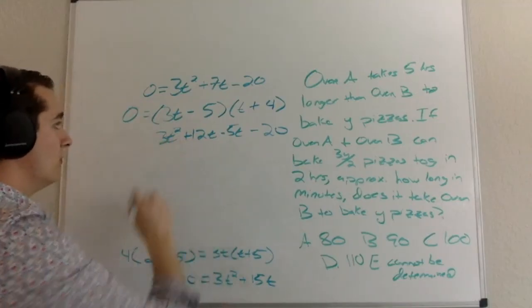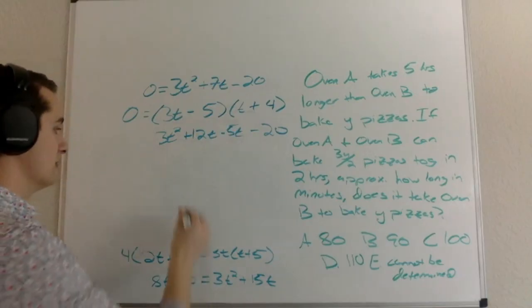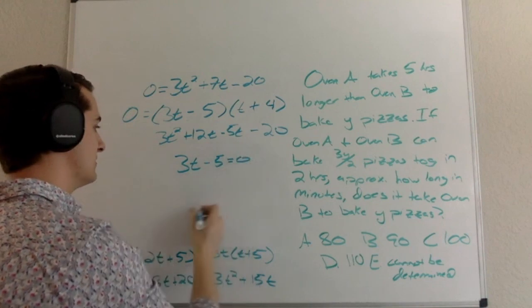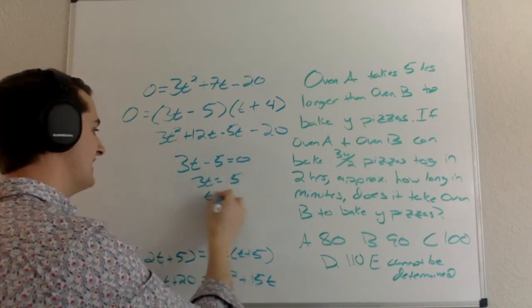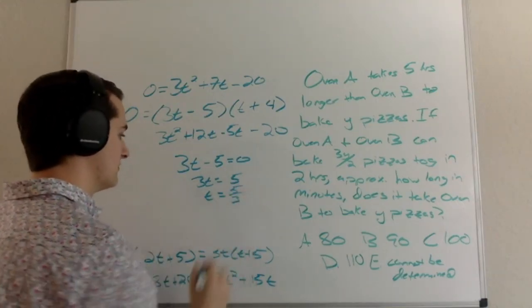From here, what I can do is, obviously t is not going to be negative 4. You can't have negative 4 as your time. So if I say that 3t minus 5 is equal to 0, then I can say 3t is equal to 5. T then is going to be equal to 5/3, right?